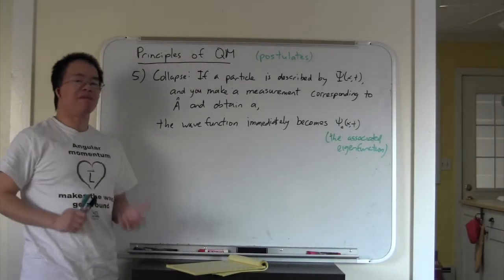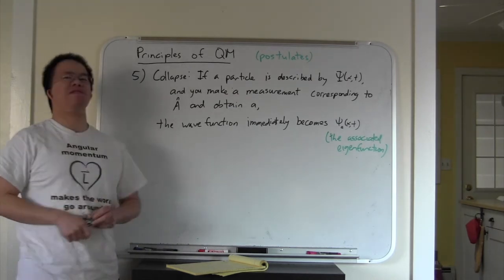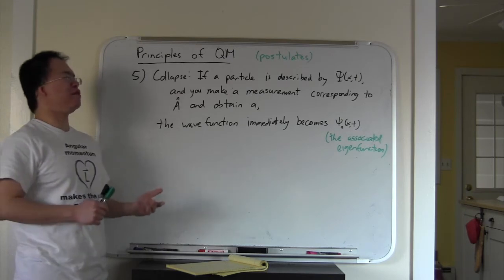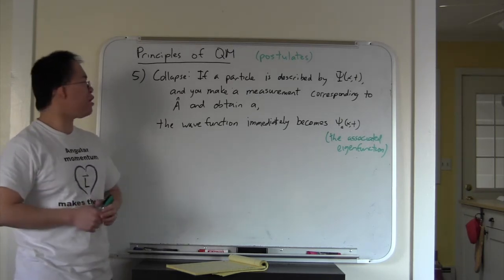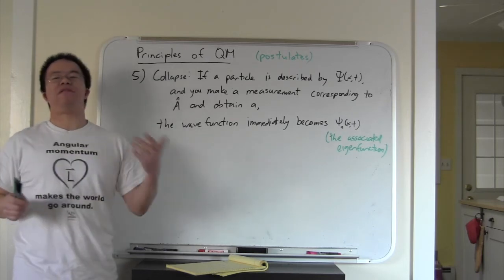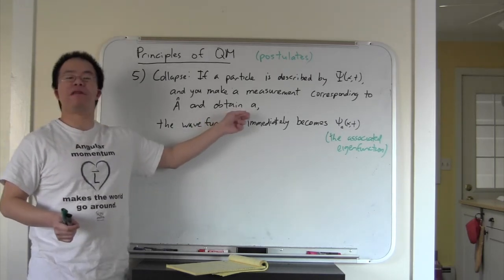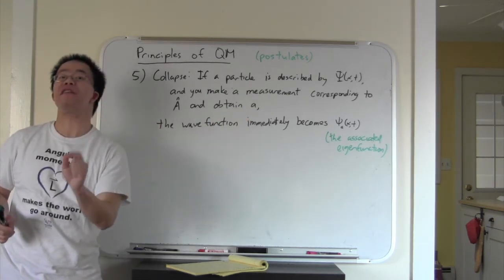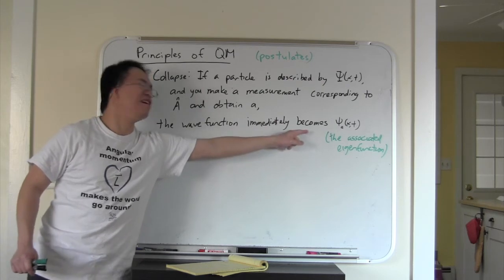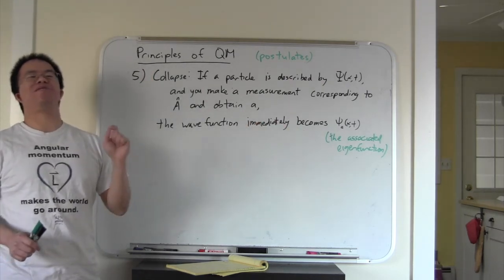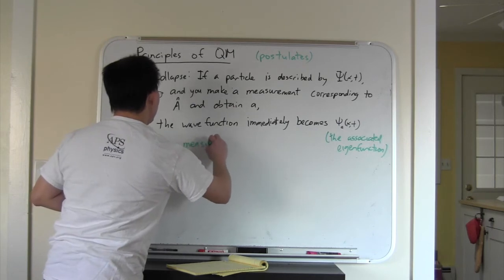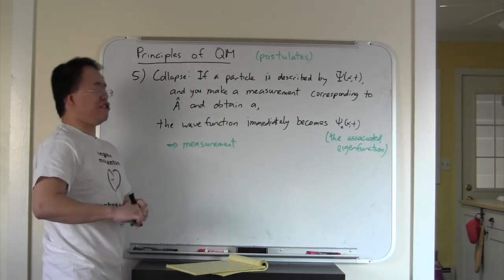Principle number 5 is, in my opinion, probably the strangest principle in quantum mechanics, and that is the idea of collapse. What this says is that if you have a particle described by some wave function, capital psi, and you make a measurement that corresponds to some operator A, and you get as a result the eigenvalue little a, then what happens to your wave function immediately after that measurement is that it immediately becomes the associated eigenfunction psi sub a. This is really weird in the sense that it suggests measurement changes the system that you're measuring.